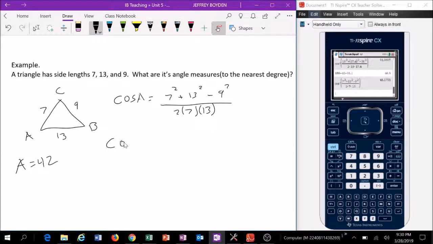Let's go to B. Cosine of B, going to be very similar. In fact, it's basically the exact same setup. We're just going to rearrange the numbers a little bit. So for B, I'm going to identify the side across from B. That's 7. I'm going to write that down here at the end. That means there's a 9 and a 13 in here. So 2 times 9 times 13.